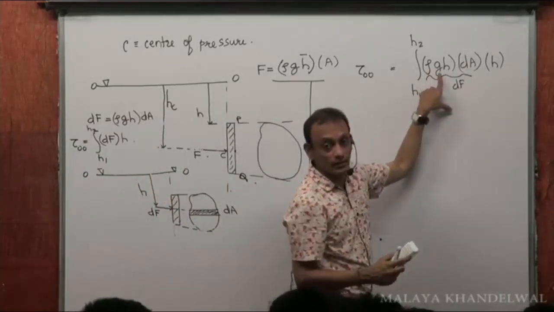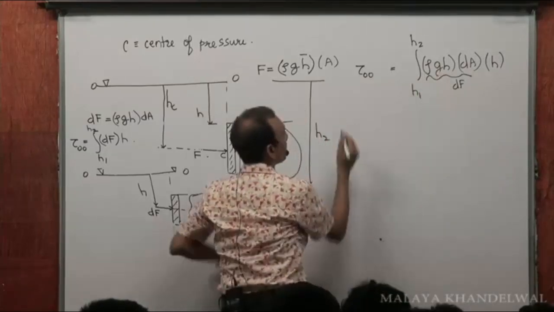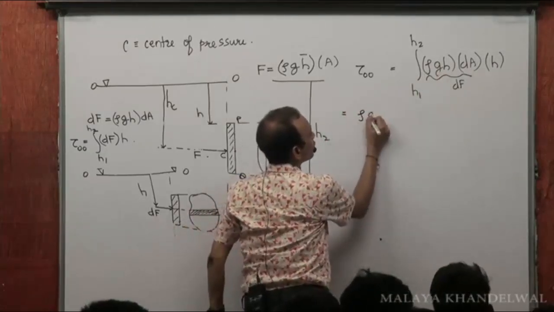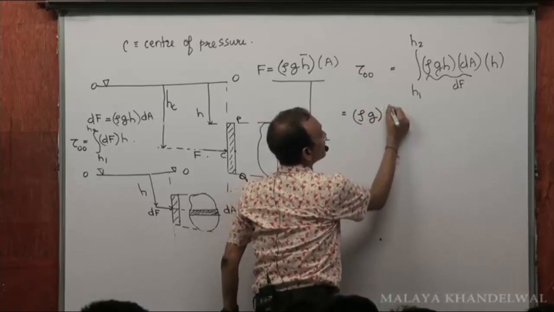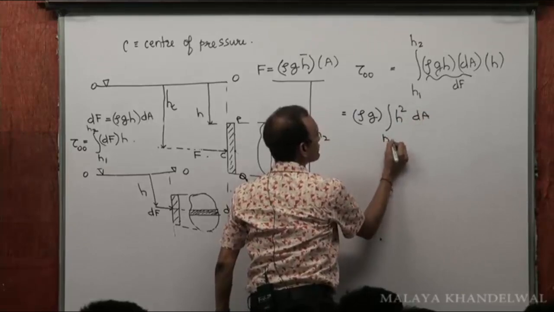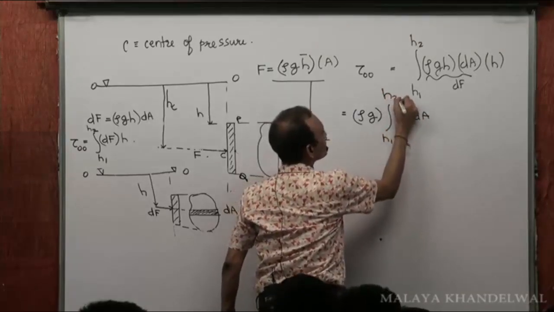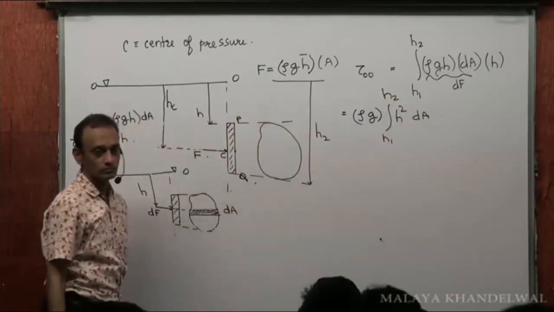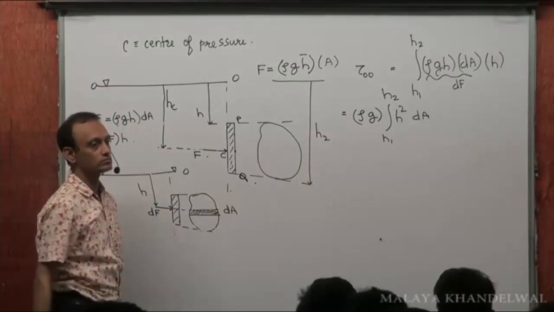Realize again, rho g will come out. Rho g comes out, integral h squared dA. H runs from H1 to H2. Yes or no?